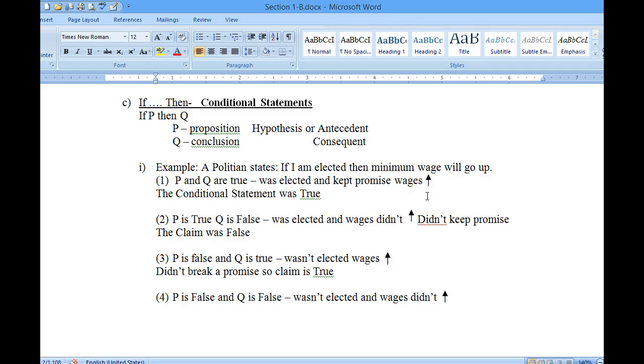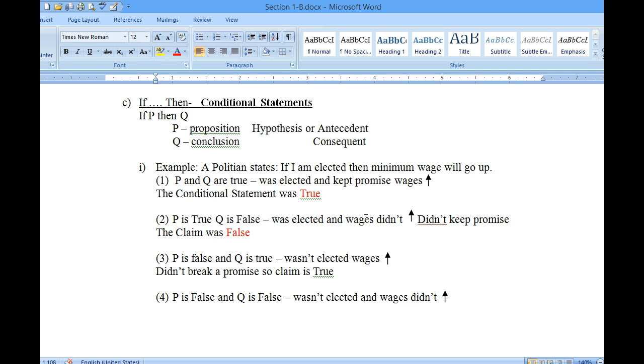The next one, if P then Q. If P is true, but Q is false. Let's go back to my politician idea. That means P was being elected, so the politician was elected. Q being false, or the conclusion, was the wages did not increase, the politician did not keep the promise. So the claim, or the whole conditional statement, is false. And I'm going to go ahead and change these to make that the answer, kind of make it stand out.